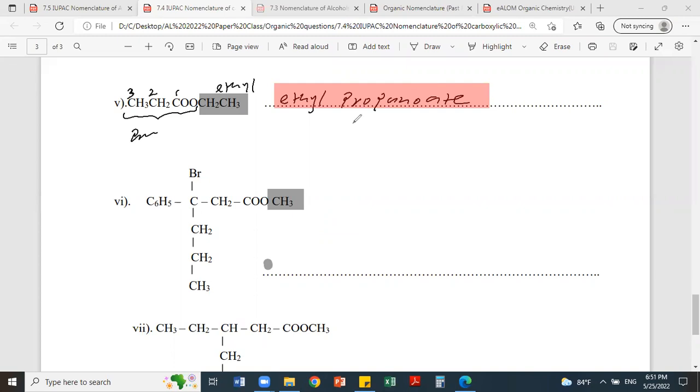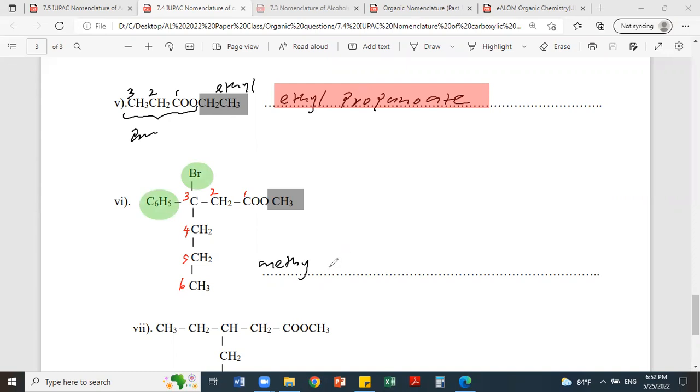After writing methyl, you have to number the carbon chain. Look at this: 1, 2, the longest chain, 3, 4, 5, 6. So that's hexanoate. But before hexanoate, there are 2 substituent groups attached. One is bromo, the other one is the phenyl group. Bromo and phenyl.